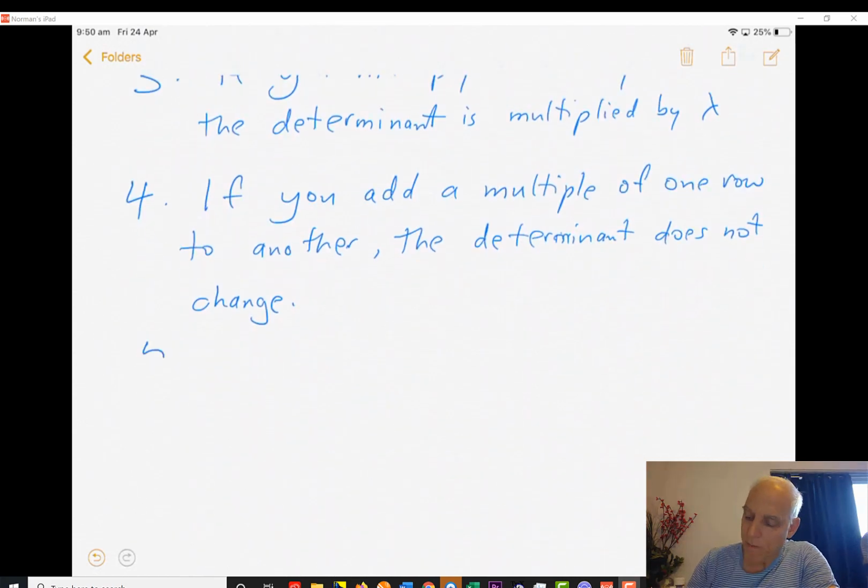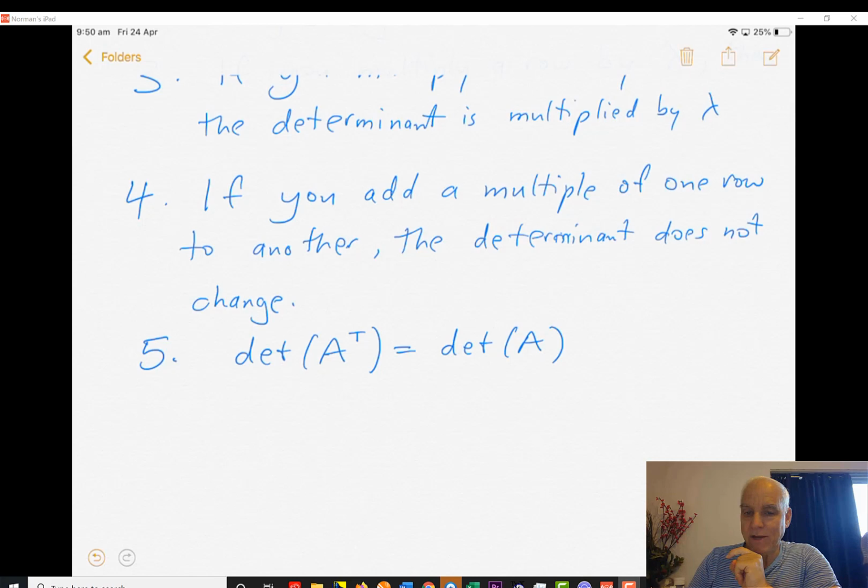Another important property of the determinant is that the determinant of the transpose of the matrix equals the determinant of the matrix. Taking the transpose of the matrix doesn't change the determinant.